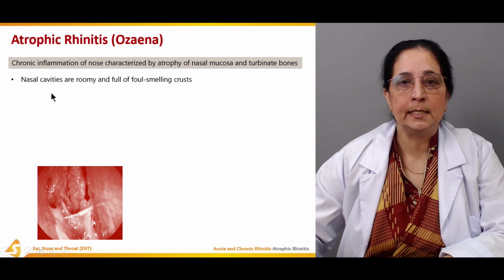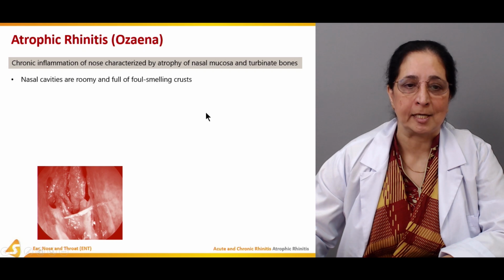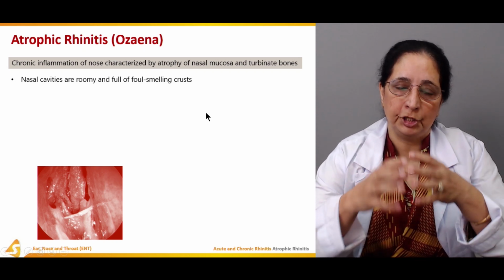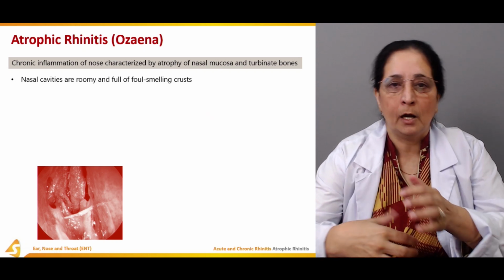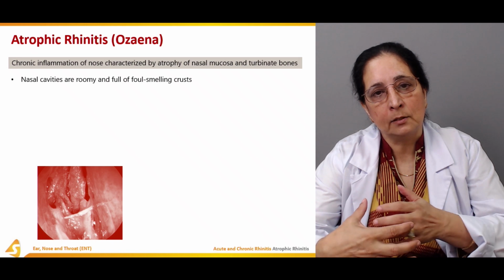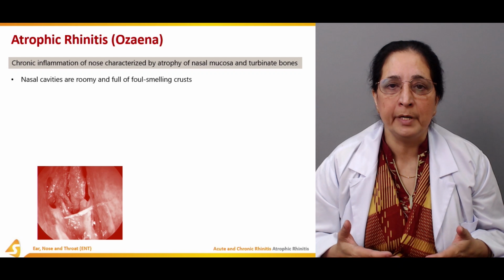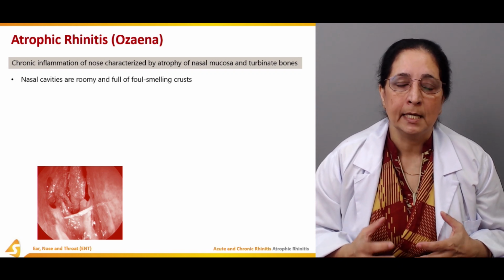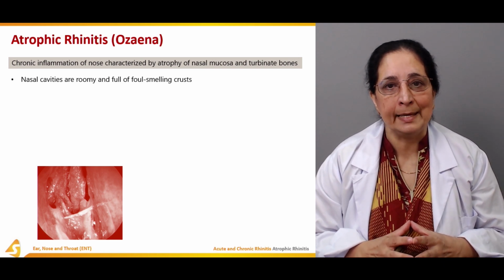Nasal cavities are roomy and full of foul-smelling crusts. Instead of causing obstruction or narrowing of the nostrils, atrophic rhinitis is causing shrinking. So there is more roominess of the nostrils or nasal cavities, and it is also associated with foul-smelling crusts.